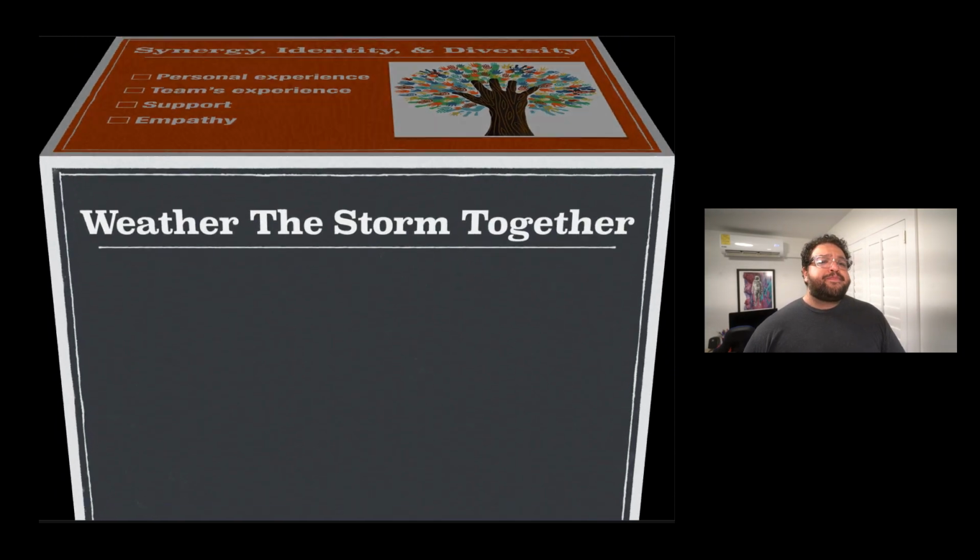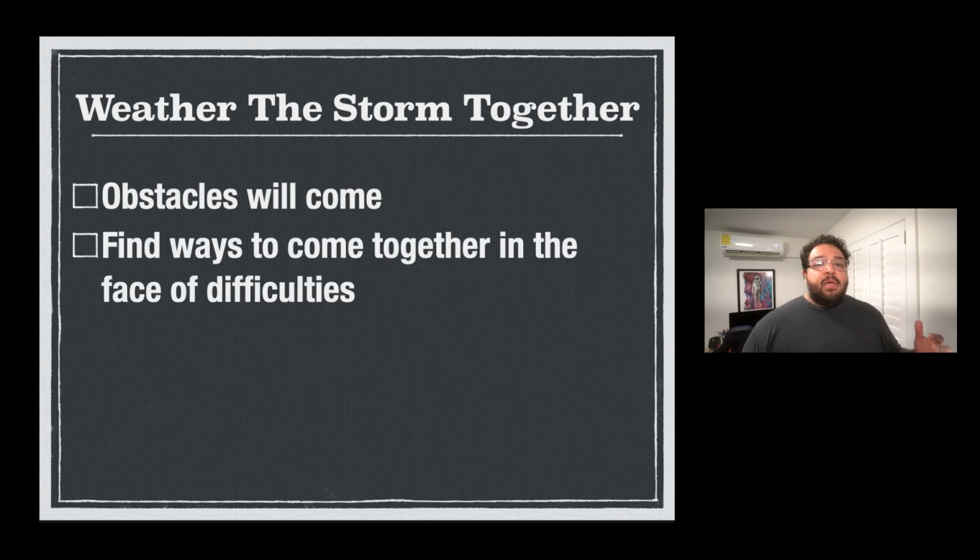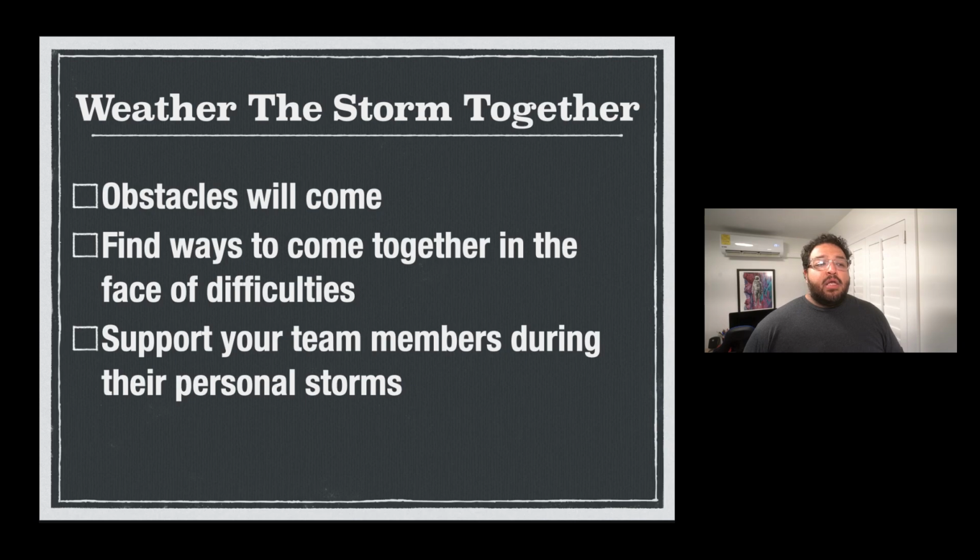So let's move on. Weather the storm together, right? Obstacles are going to come. Some of these are going to be individual. Some of these are going to be as a team. But you should always try to find a way to come together in the face of difficulties, right? You want to support your team members during their personal storms.